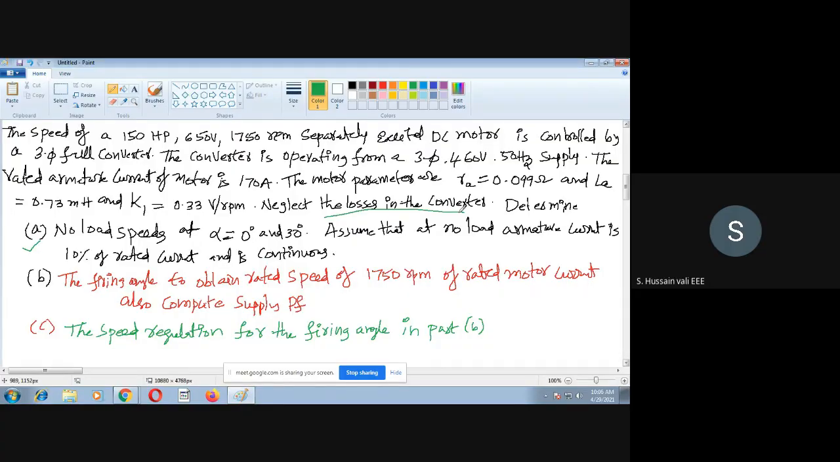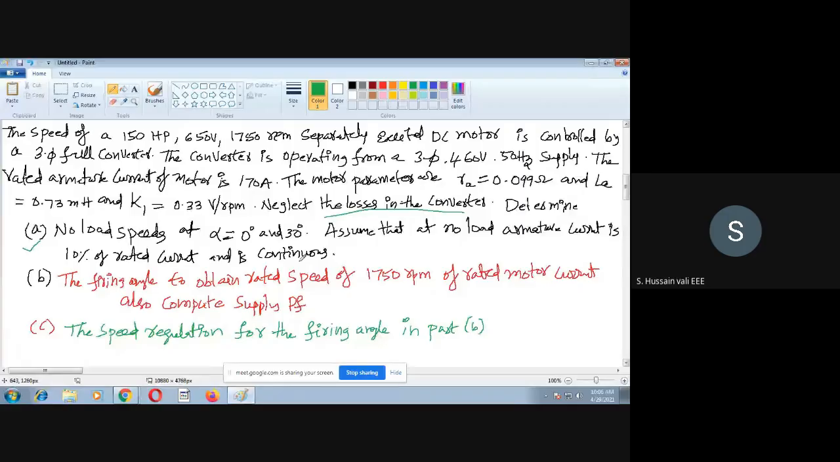That's what he means. Now what you have to determine is the no load speeds at alpha equal to 0 and 30. Assume that no load armature current is 10% of the rated current and is continuous. So this is the data he has given.